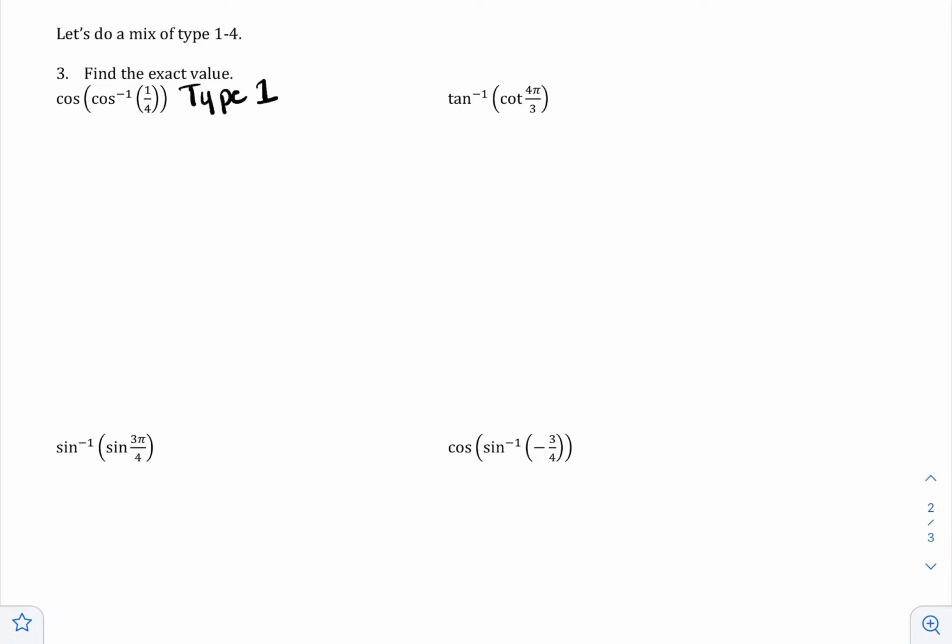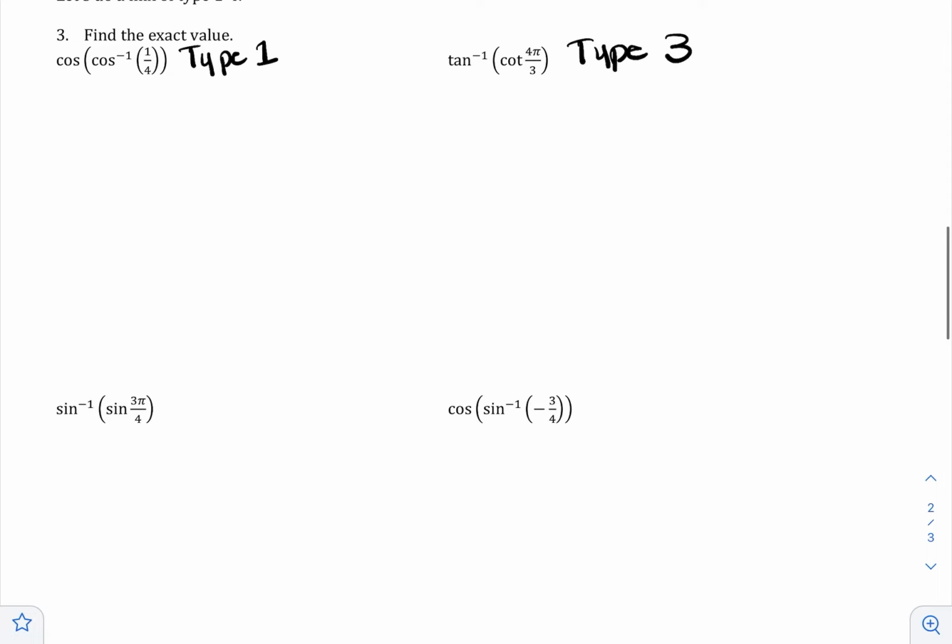Next, they're the same and the inverse is on the outside. This is type 3. Sorry, they're different and the inverse is on the outside. The next one underneath that, they're the same, the inverse is on the outside. This is type 2. And then the last one is they're different, the inverse is on the inside. This is type 4. Maybe reminding you what kind of type they are will allow you to remember the steps.